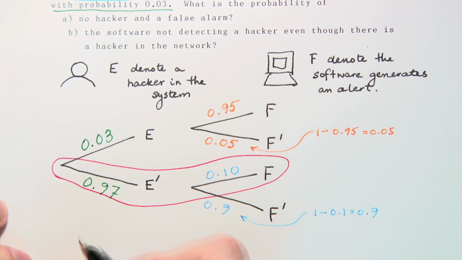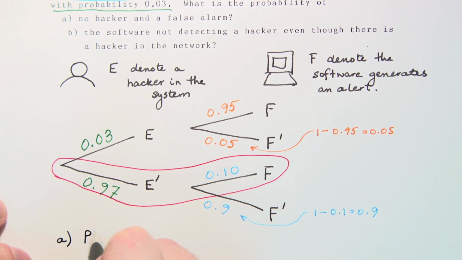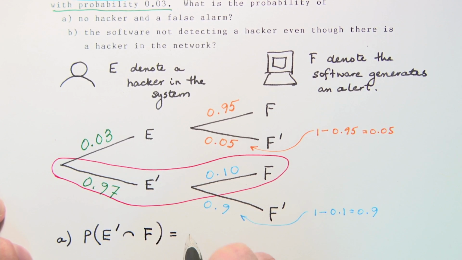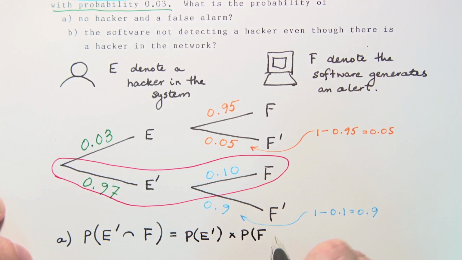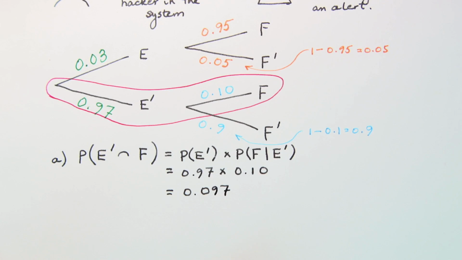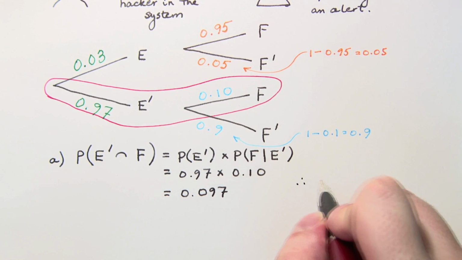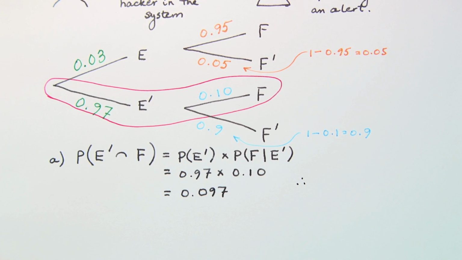Okay, so for part A, I have the probability that there is no hacker and there is a false alarm. Using our conditional probability, that's the probability of E prime multiplied by the probability of F, which is that there is an alert given that there is no hacker. And so that equals 0.97 multiplied by 0.10. And that gives me a probability of 0.097.